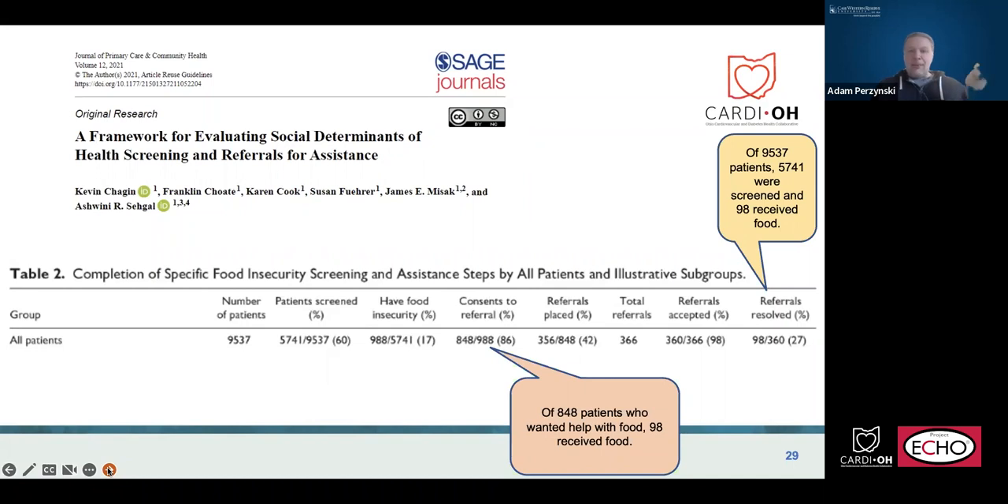And then what we do know is that the outside care provider here, a version of the Cleveland Food Bank, acknowledged the referral and said, oh yeah, we'll get this person food 98% of the time. But then they were only able to confirm that the patient actually received food 27% of the time. So out of the total, a little under 100 received food. So it's great. We got 100 people food who needed food.